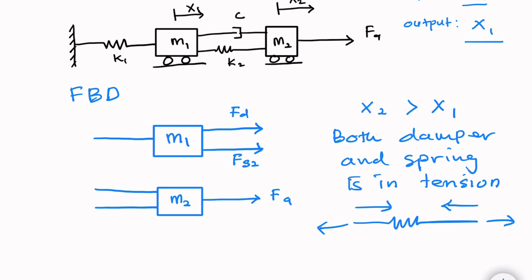Then for spring 1, it is also in tension, so it will pull the mass. So this is Fs1. For mass 2, this is F damper and this is F spring 2.